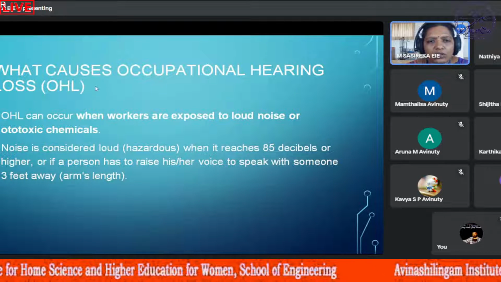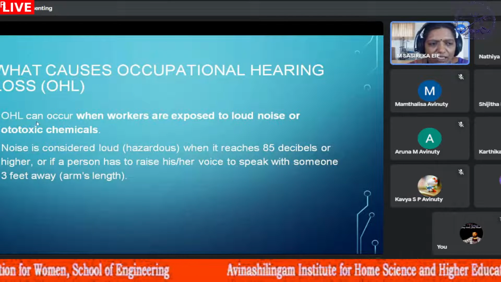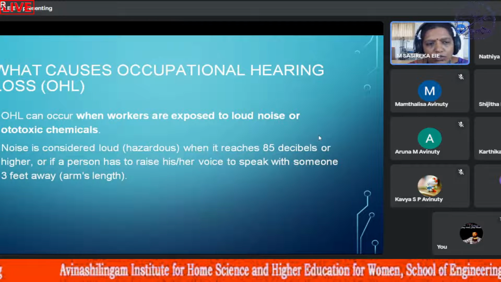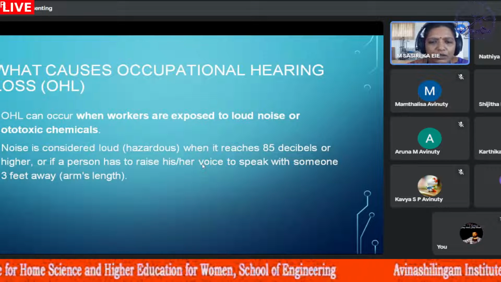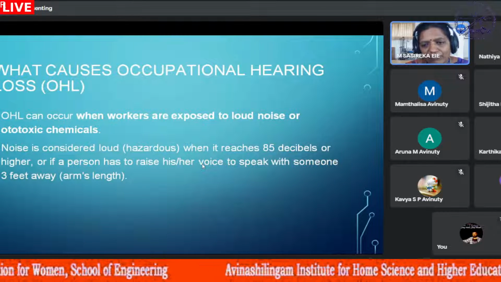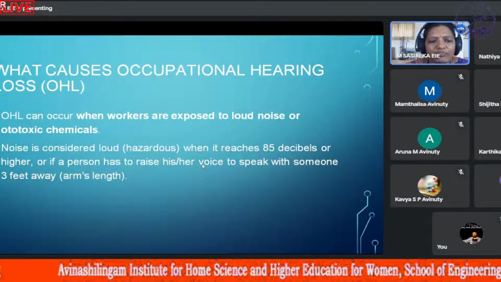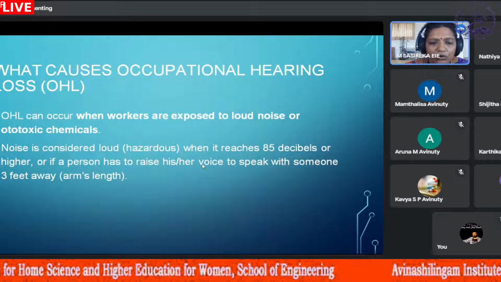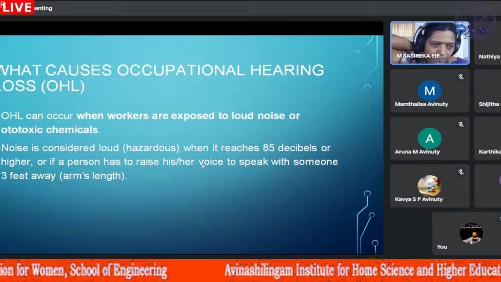So what are the causes of occupational hearing loss? We call it OHL. Occupational hearing loss can occur when workers are exposed to loud noise or ototoxic chemicals. So what type of noise? If you are exposed continuously to a sound level greater than 85 decibels or even higher, it may lead to hearing loss. Okay, and if you are talking louder, that will also lead to hearing loss.